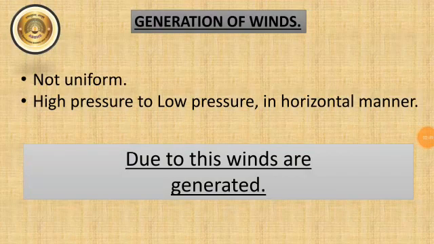Now students, we feel the wind but we cannot see it. The movement of this air is called as wind. Now the air pressure is not uniform across the earth's surface. Air moves from high pressure areas towards the low pressure areas in a horizontal manner. And due to this, generation of wind occurs.